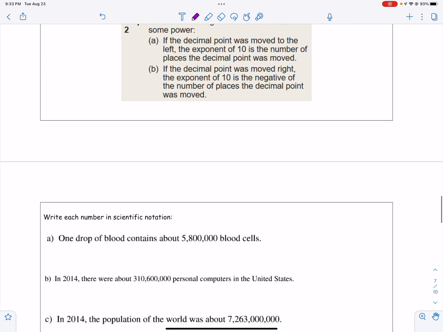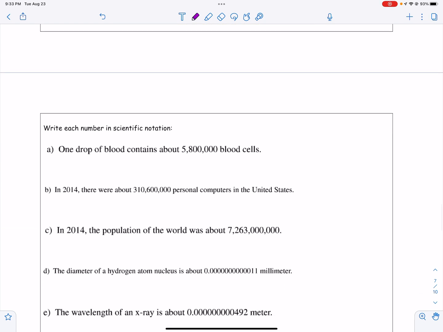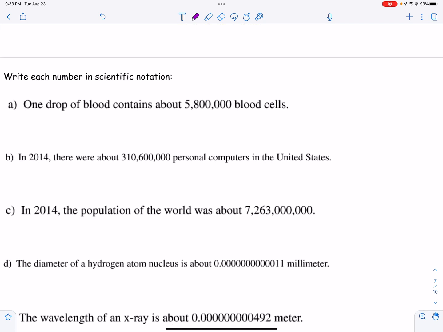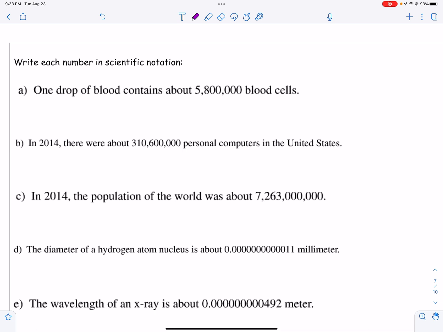So when you have a problem like this, the first thing that you have to do is locate. In this example, you have to locate the decimal point. So if you don't see it, it's at the end of the number. Then you will write blank times 10 to the blank. This number right here, 5,800,000, is greater than 10, so the exponent will be positive, okay?